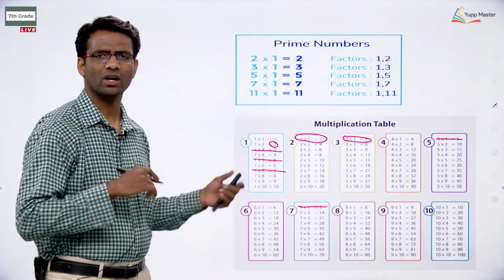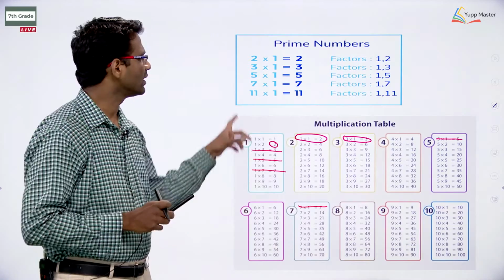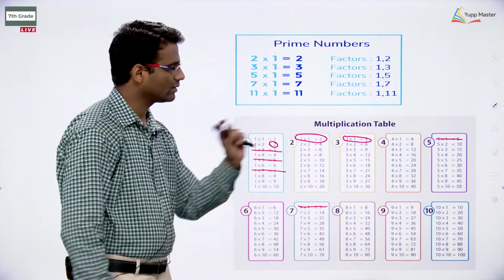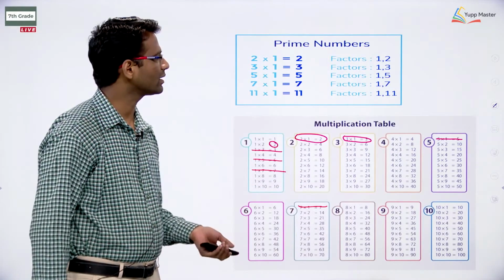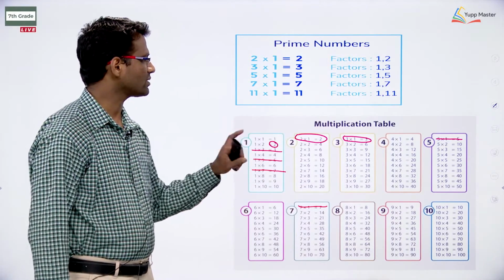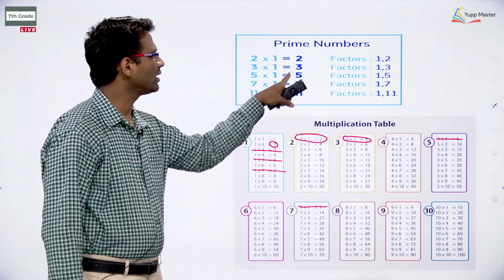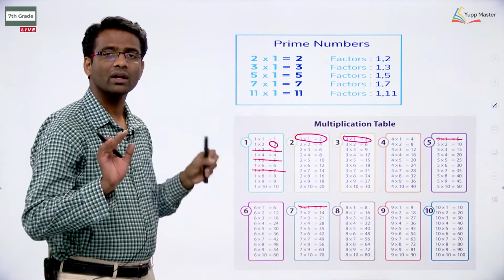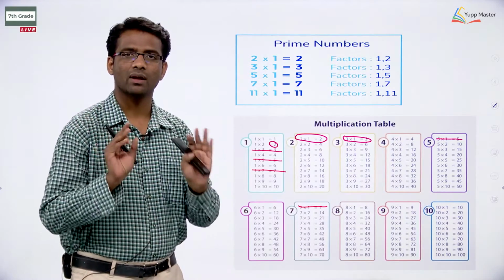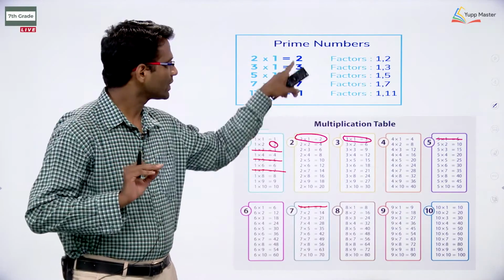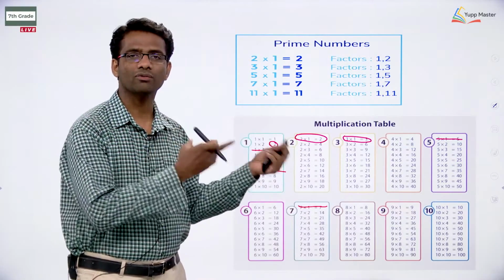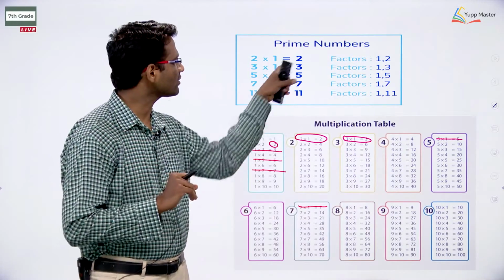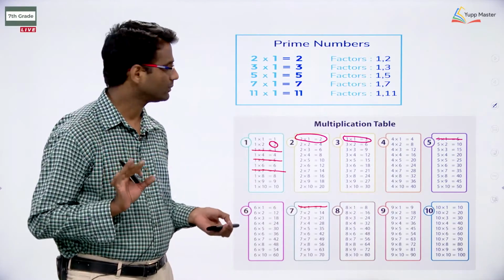7 also, the same thing. 7 ones are 7, and in the 7 table also you are finding it. Understood? For your deep understanding, 11 ones are 11. So see here, in the 11 table you will have it, and unfortunately there is no 11 table here. Understood the difference? See, it is 2, 3, 5, 7 and 11. These numbers are not found in any other table except the 1 table and their respective table. That is what I want to tell.